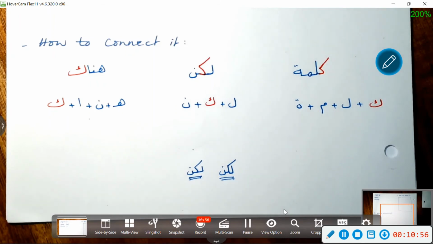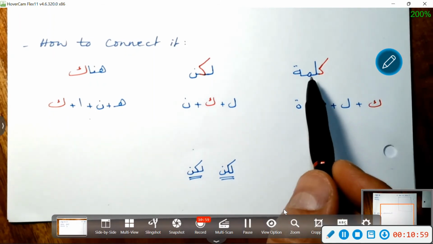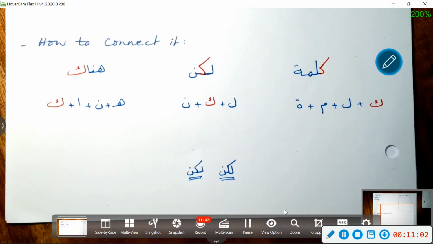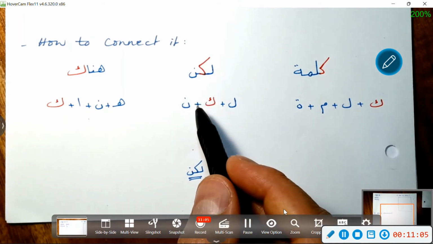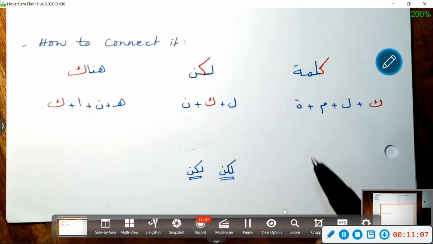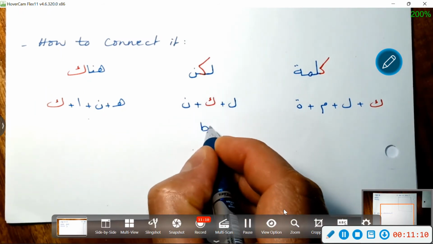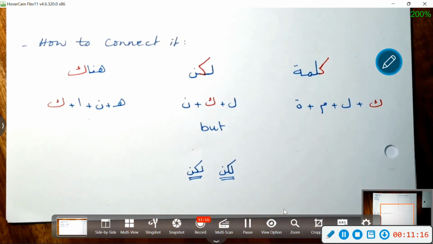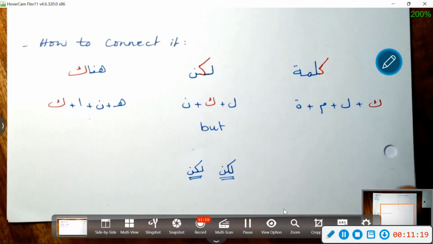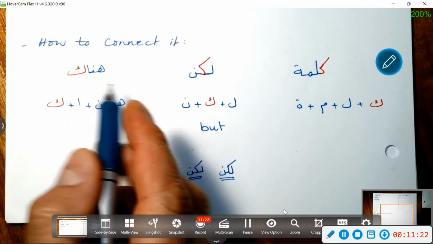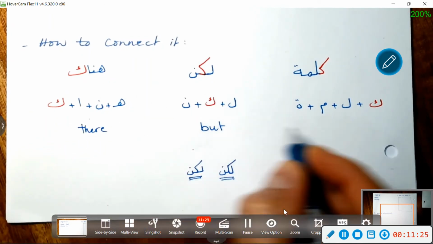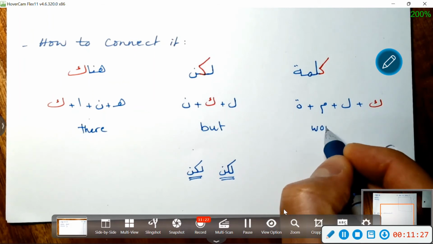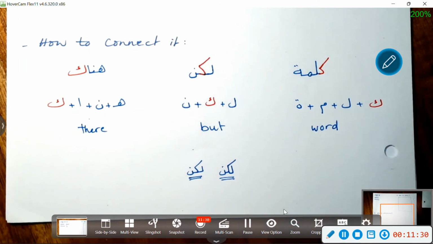So, kalima or kilma, it means a word. Lakin means but, B-U-T. In spoken Arabic, we say it lakin. See, it's a little bit lighter, lakin. So lakin and hunak, there. Kalima, a word. Lakin, but. Hunak, there.